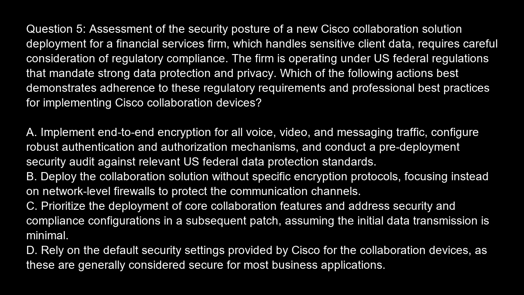Option B. Deploy the collaboration solution without specific encryption protocols, focusing instead on network-level firewalls to protect the communication channels. Option C. Prioritize the deployment of core collaboration features and address security and compliance configurations in a subsequent patch, assuming the initial data transmission is minimal. Option D. Rely on the default security settings provided by Cisco for the collaboration devices, as these are generally considered secure for most business applications.